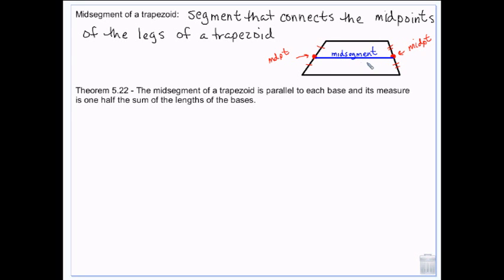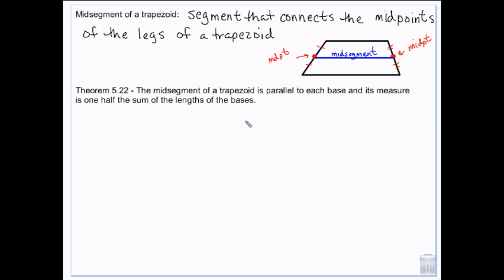But since we haven't said this is isosceles, these two are the same length as each other, and these two are the same length as each other. But we don't know about a relationship between the two legs. But the mid-segment will connect the halfway point to the halfway point. Okay?